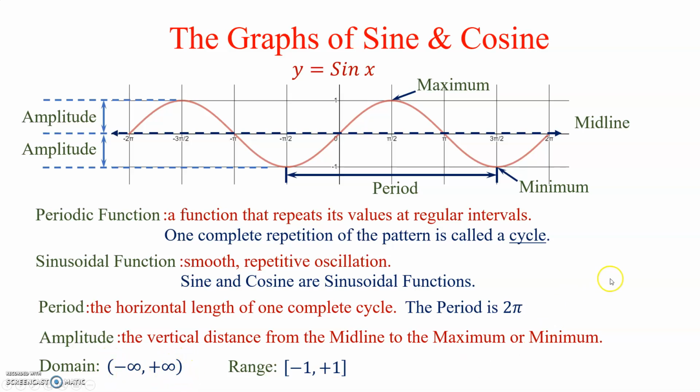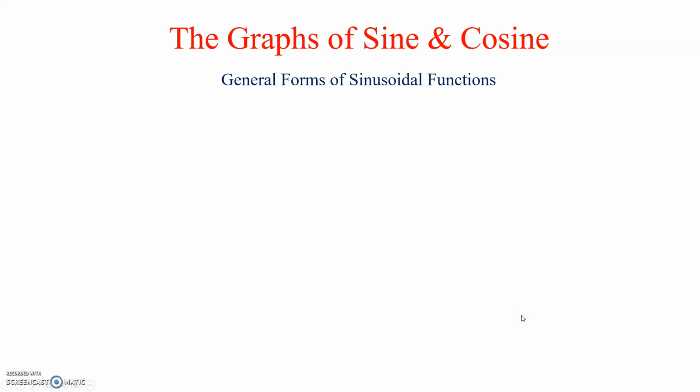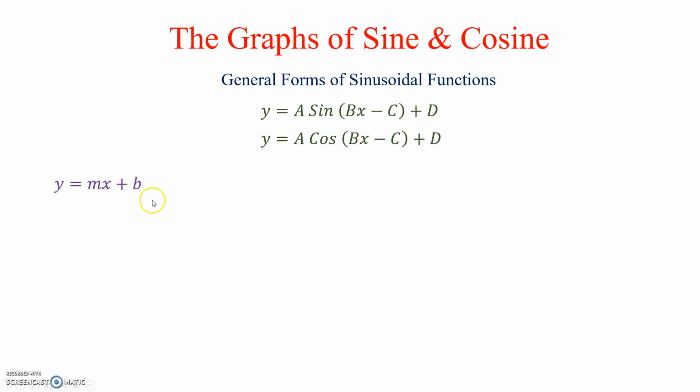Okay, so what we're going to look at now is the general form of the sinusoidal functions. This is the general form: y equals A sine of (bx minus c) plus d. I know it looks like a lot, but let's consider some of our previous functions we've studied. We first studied linear functions, and in linear functions, it also had variables. We learned that each variable was a particular characteristic of the graph. We learned that the m was the slope and the b was the y-intercept.